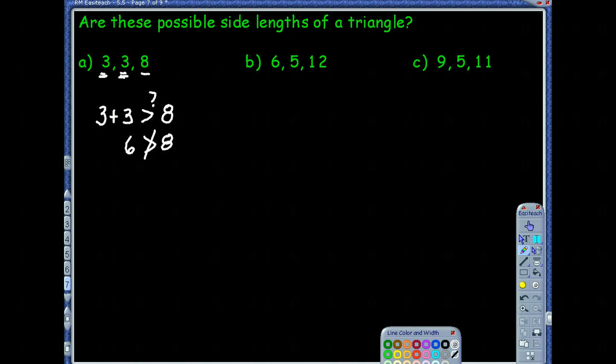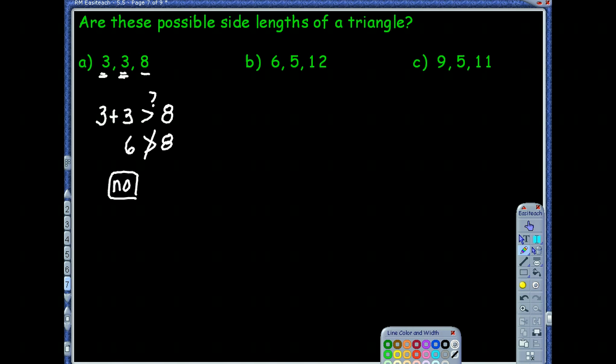Now, do I need to check the other scenarios? Like, do I need to check 3 plus 8, is that greater than that third side? Well, I wouldn't think so. I've already proven that it's not going to be a triangle. If it doesn't work for one case, it's just not going to work. A no. Okay? So, looking at the next scenario.